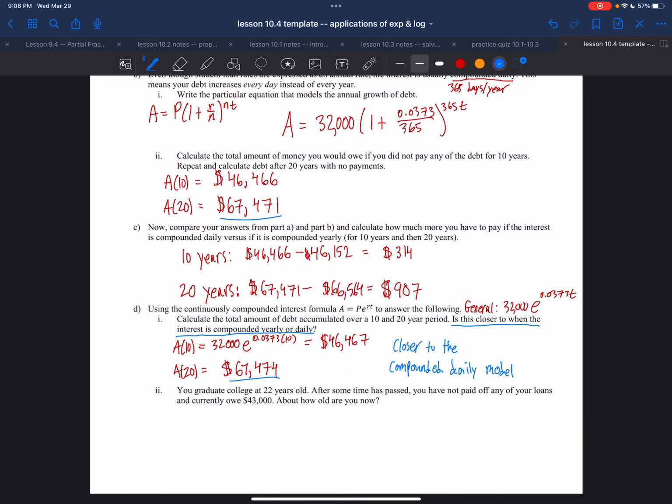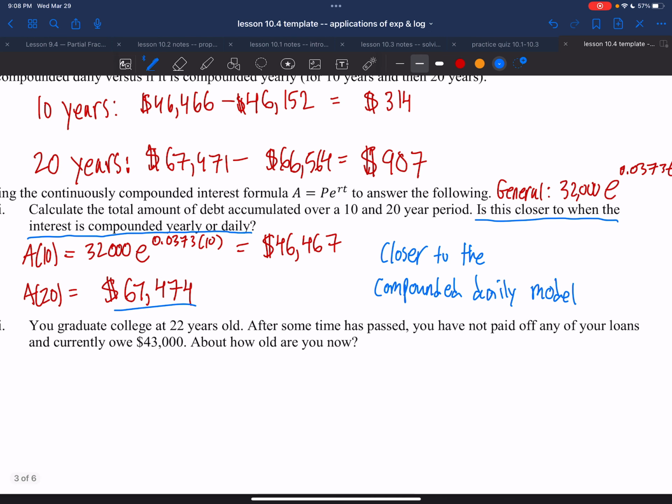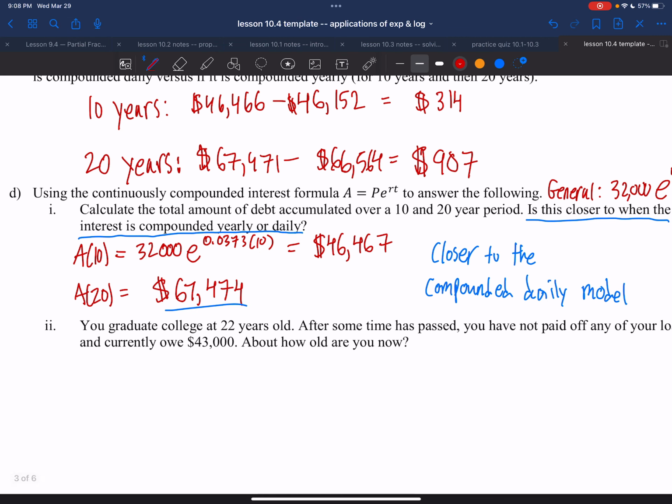Okay. Last piece of this question, we want to say, okay, we graduate college at 22 years old. After some time has passed, you haven't paid off any loans. Shame on you. You should pay those off. Look, not shame on you if you can't afford it. Of course, it's not on you. I just meant sad story for you because that means you're going to end up owing more, and I feel sorry because that's not a situation I want for anybody. And so you haven't paid off your loans. You currently owe $43,000. We ask, how old are you now? Okay? And we're still using the continuous model of growth for this.